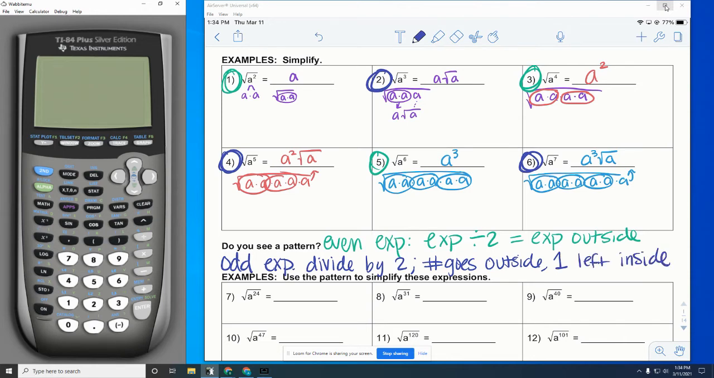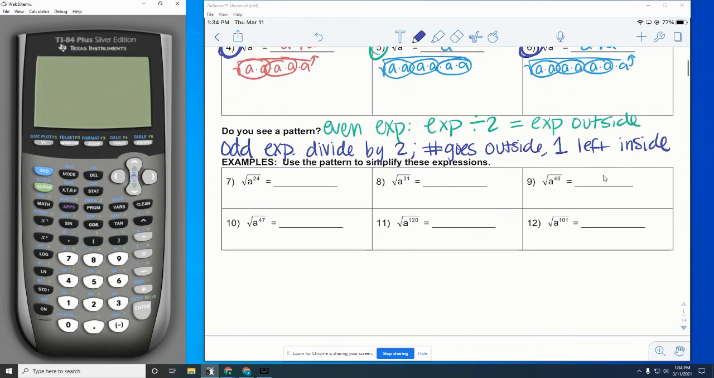Because remember, we're looking for pairs. We're looking for groups of 2. So if they're even numbers, they divide evenly into nice, pretty groups of 2. If they're odd numbers, we're seeing how many groups of 2 can I make, and there's always going to be 1 friend left over. You will never have more than 1 friend left over on these problems.